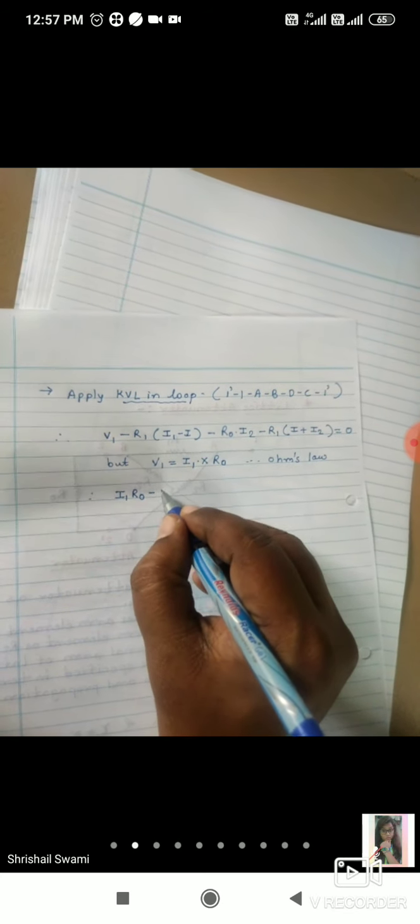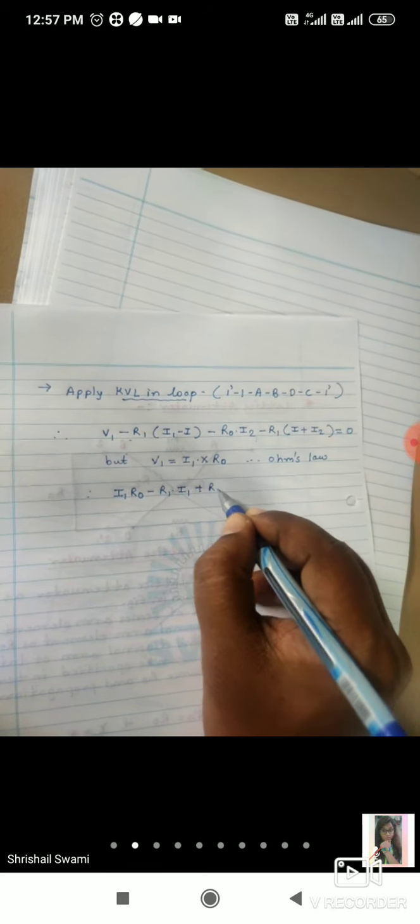Next R1 into I1. Next minus to minus plus R1 into I. Next minus R0 into I2. Next minus R1 into I. And next minus R1 into I2 is equal to 0. Now tell me, do any terms get cancelled? Any terms getting cancelled?